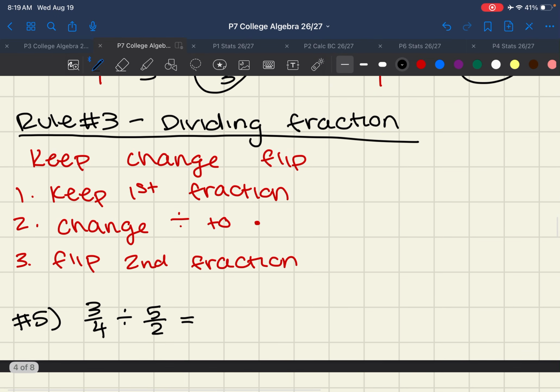Okay. Rule number 3 is dividing fractions. You may have learned about keep, change, flip. Keep, remember, means to keep the first fraction the same. Change means to change the division to a multiplication. And flip means we flip the second fraction. However, after this, I'm no longer going to say flip. We are going to use the word reciprocal. If I ask you to take the reciprocal, that simply means to flip the fraction.